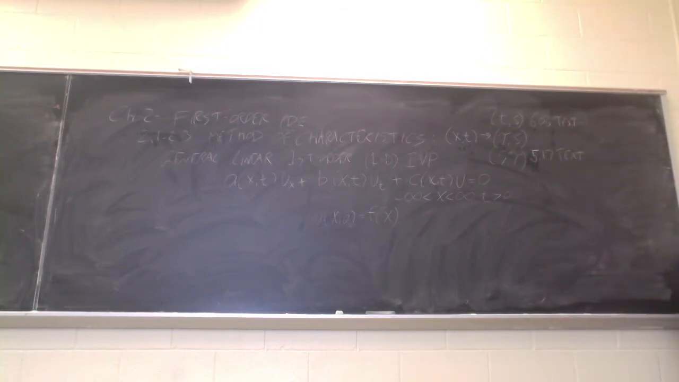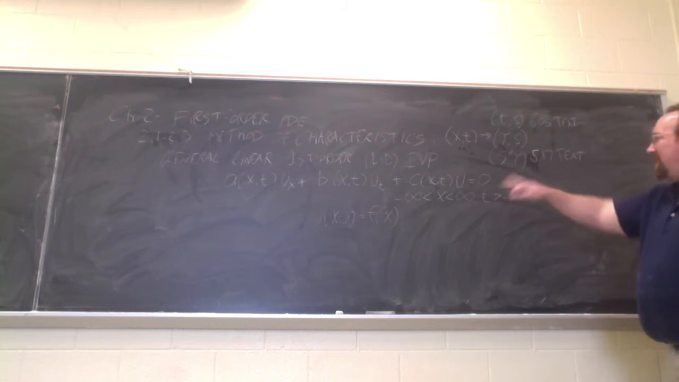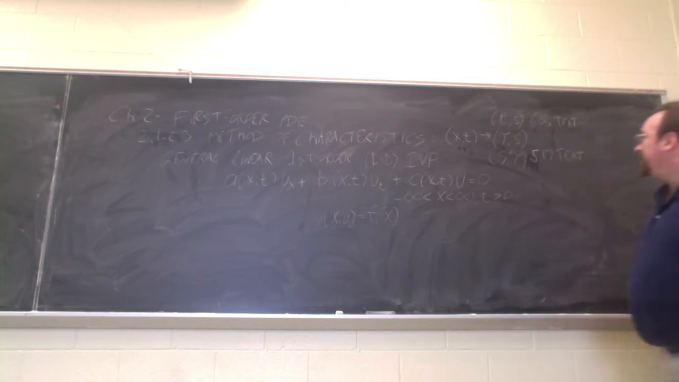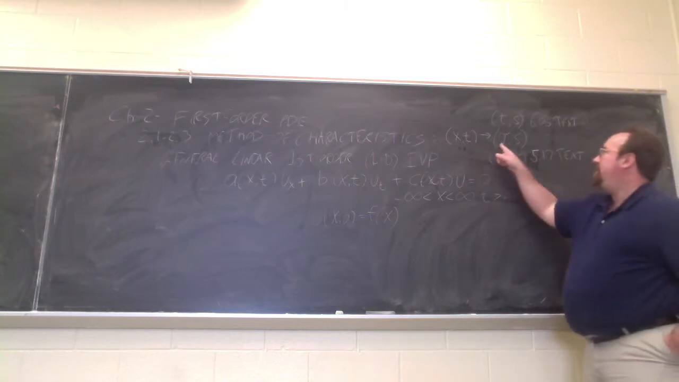So, we're getting into first order equations of this form. It's a general first order linear equation in one space dimension, so we have space and time. We're solving on the entire real number line, so there's no boundary condition. This is our initial condition. And we're going to solve this by changing variables from x and t to these variables, tau and s.